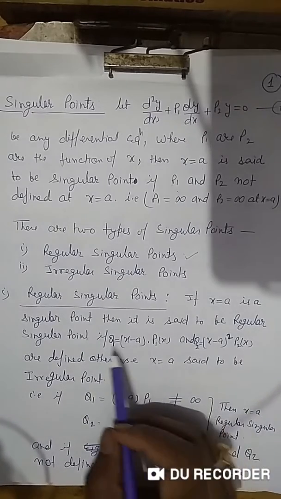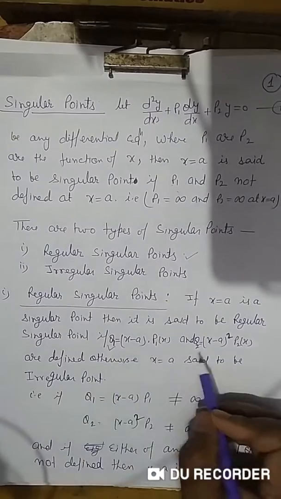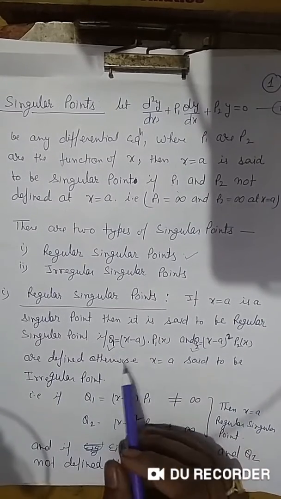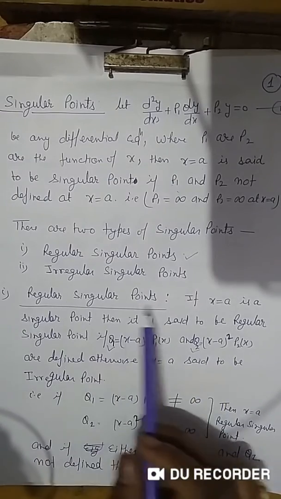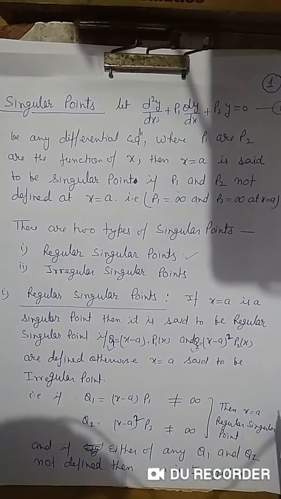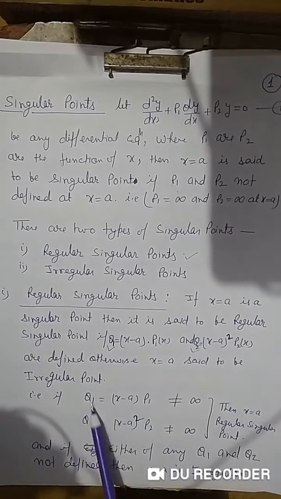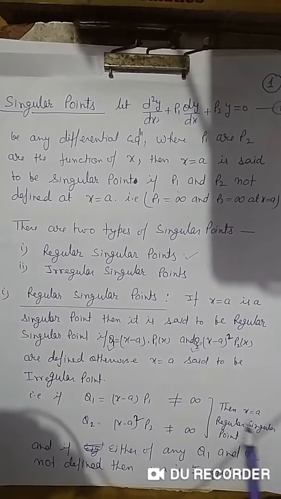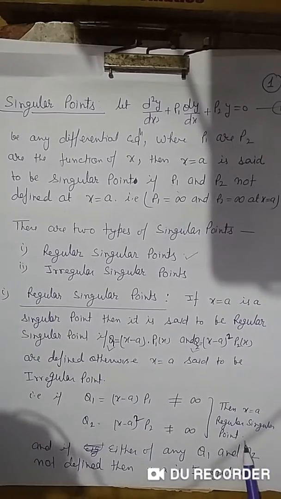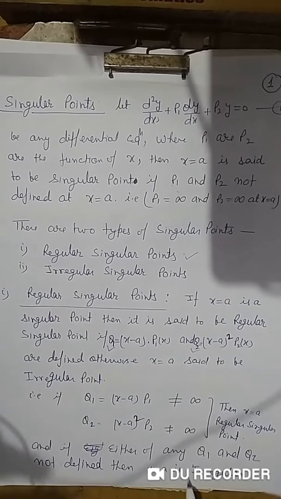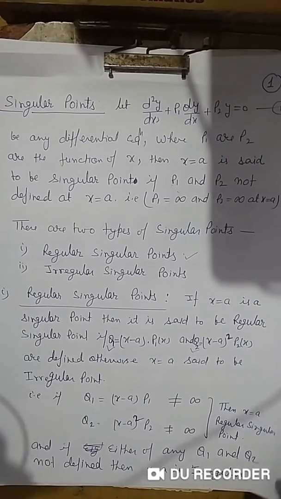So if the values of q1 and q2 are defined, then x = a is said to be a regular singular point, otherwise it is said to be an irregular singular point. That is, if q1 is not equal to infinity and q2 is not equal to infinity, then x = a is a regular singular point. And if either of q1 and q2 is not defined, then x = a is an irregular singular point.